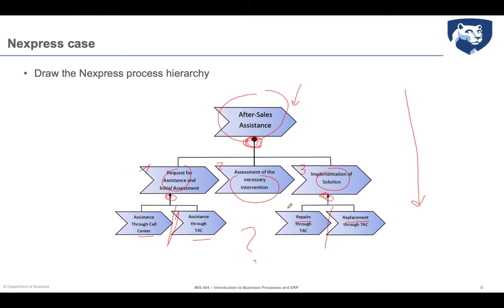That's why the synchronization diagram comes after. I repeat, as told in class, the synchronization diagram should include 5 processes, so all the processes that are included at the last level of the hierarchy diagram. In this case, assessment of necessary intervention is the last level because there is nothing after it, but for request for assistance and initial assessment, the processes to be included in the synchronization diagram are the two variants for request for assistance and the two variants for the implementation of the solution.